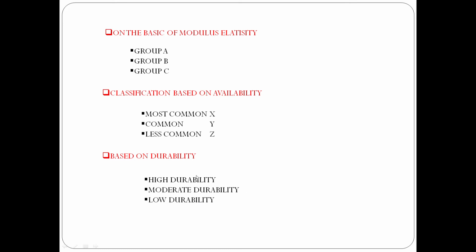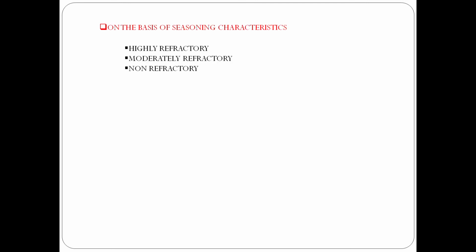High durability means an average life of 120 months and over, moderate durability an average life of less than 120 months but 60 months or more, and low durability an average life of less than 60 months. On the basis of seasoning characteristics: highly refractory, moderately refractory, and non-refractory.